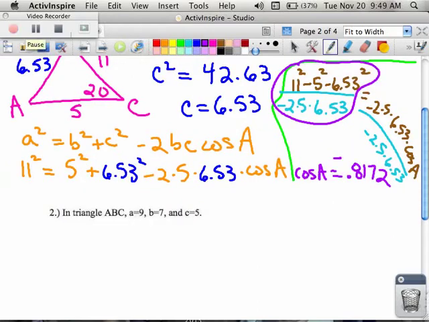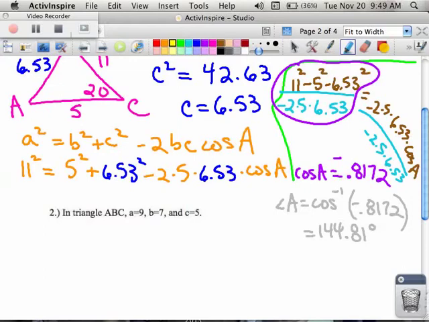If this is the cosine of angle A, how would I find angle A itself? Hannah? Inverse. You have to inverse it. So in order to find the actual angle A, it's going to be equal to the cosine inverse of that number, negative 0.8172. That's really important to understand. When you find this, you find out that angle A is 144.81 degrees, roughly. The big idea here is that you need to take this and inverse it to find the actual angle.